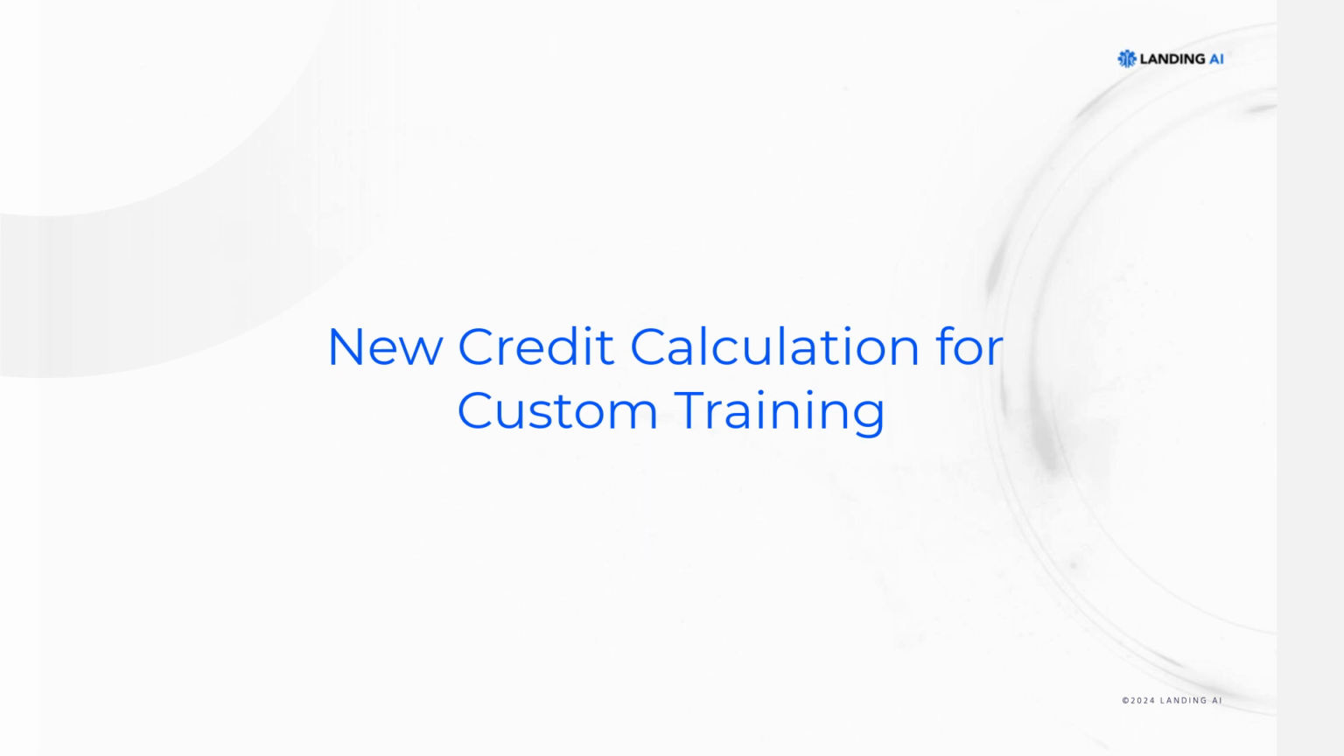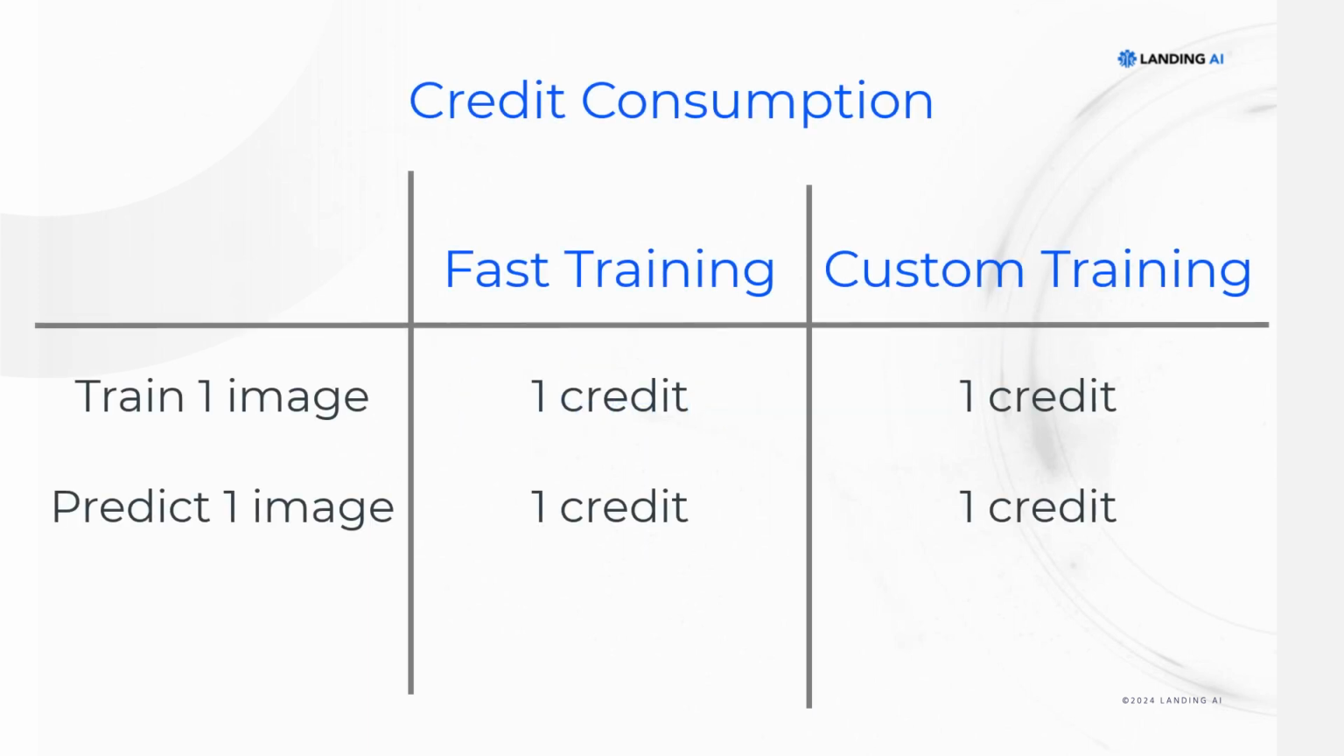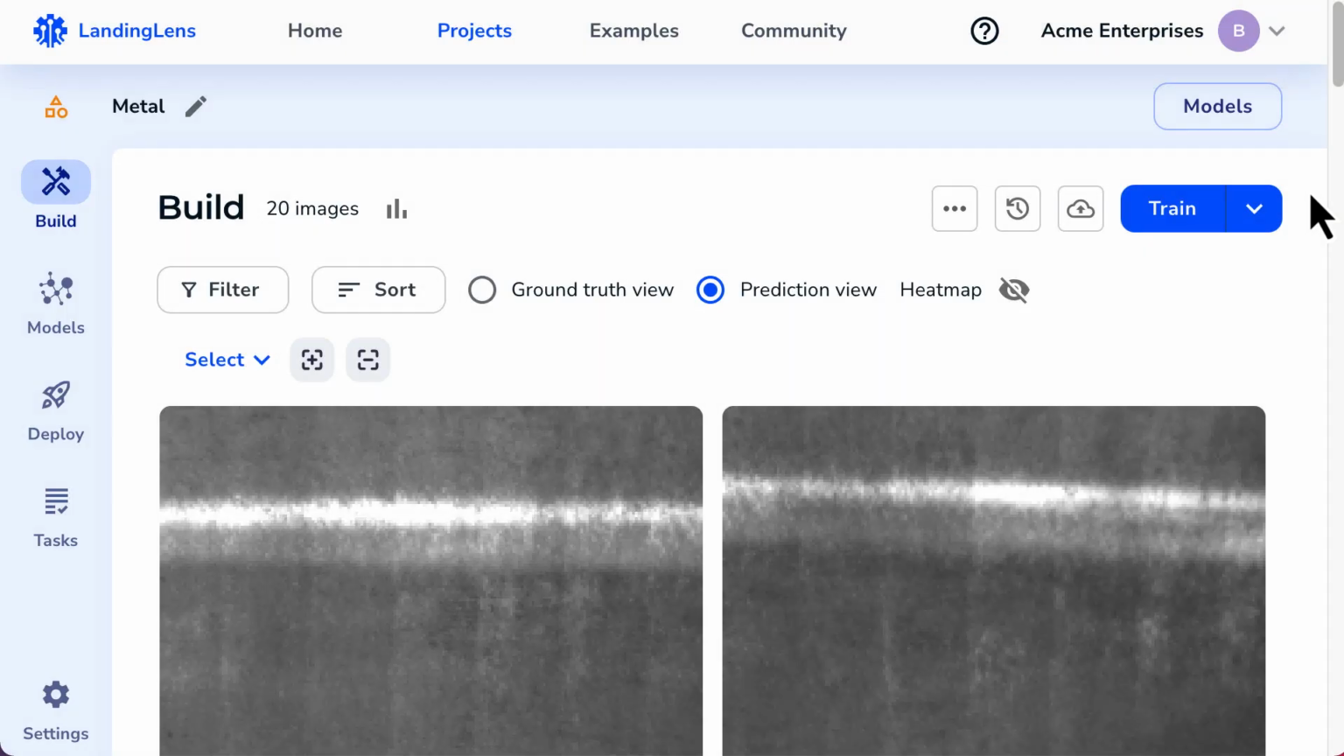Finally, let's discuss how credits are now calculated for custom training. Until now, training one image cost 1 credit, and running inference on one image cost 1 credit, regardless of training method. Now, the credit cost for custom training is calculated based on your actual training settings. In general, increasing settings increases the cost, and decreasing settings decreases the cost. Let's see how this looks in a real project.